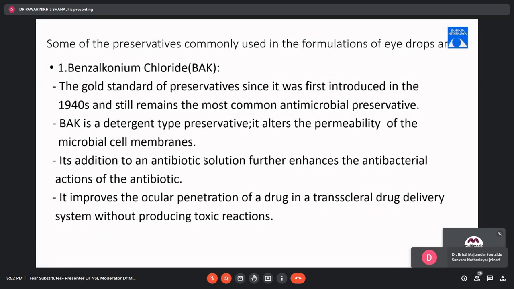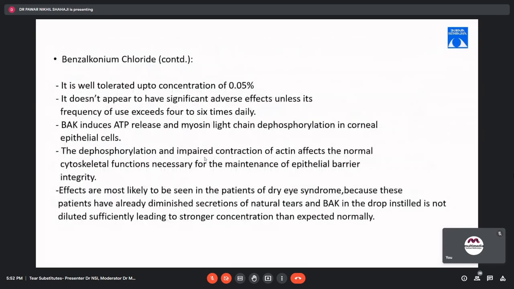Addition to the antibiotic solution further enhances the antibacterial action of the antibiotic. It improves the ocular penetration of the drug in the drug delivery system without producing toxic reactions. It is well tolerated up to a concentration of 0.05%. It doesn't appear to have significant adverse effects unless its frequency of use exceeds 4 to 6 times daily. It induces ATP release and myosin light chain dephosphorylation in corneal epithelial cells.